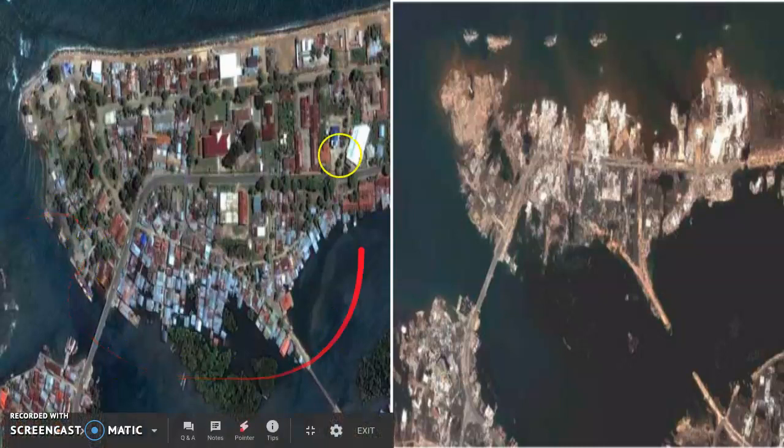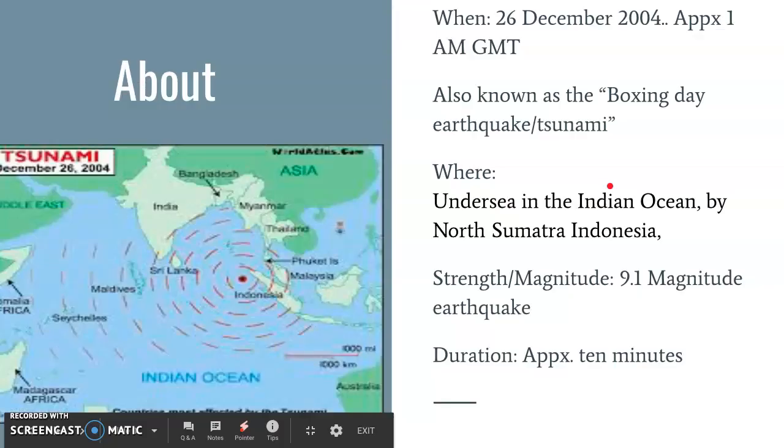So this is some damage here. This is before, and this is, tragically and sadly, the after. We see a lot of the land has been submerged underwater. We see waste going into the water. It's just a very horrific sight.